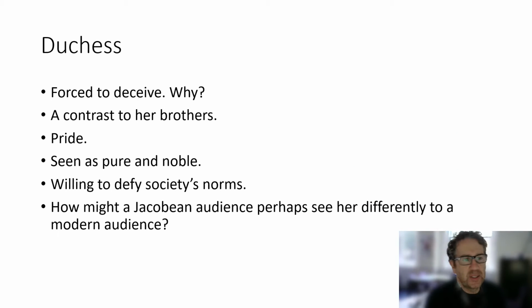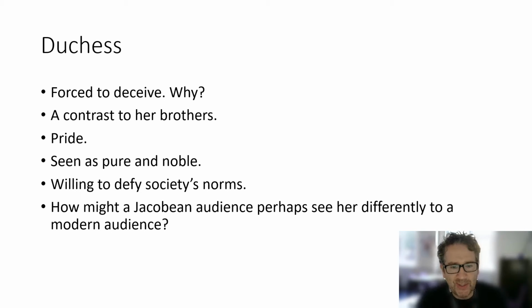Okay, so the Duchess is talked about first of all by Antonio, and her virtue is seen as the first thing, and her virtue is often described in the play in very religious terms. So she's very much the angel to the way that women are portrayed as whores by the Cardinal and Ferdinand, and Antonio paints her in very religious ways. However, she's still forced to deceive, and I'll look at that a little bit later. She's a contrast and a foil to her brothers.